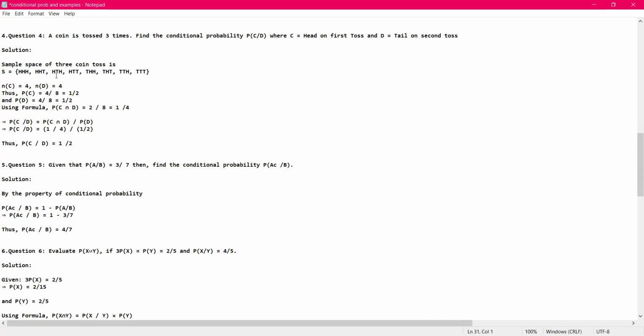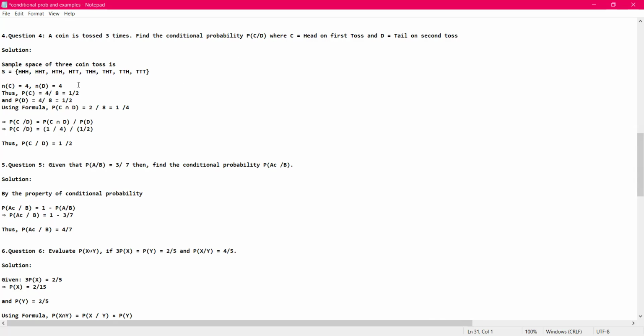So now we will see the sample space. It means the total number of possible outcomes. So what is the sample space for that? Head head head, head head tail, head tail tail, head tail head, and so on. Now I have to calculate P of C given D. If I want to calculate P of C given D, I have to know the P of C value, P of D value, and also P of C intersection D. It means the common elements.